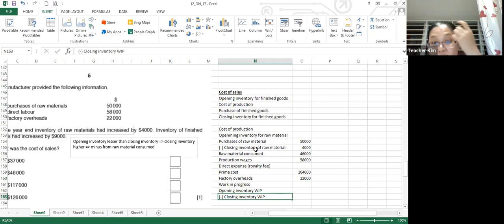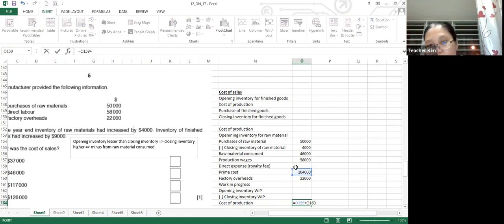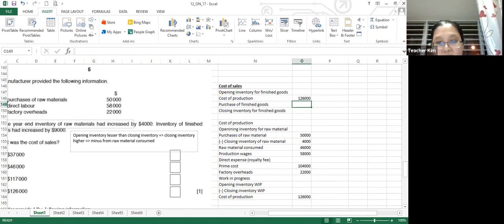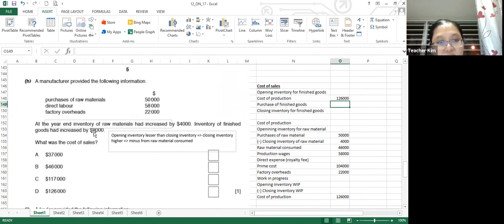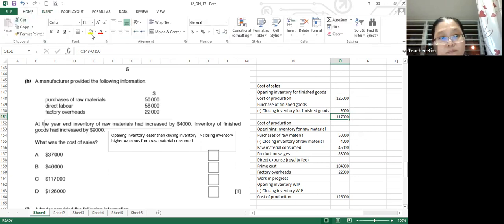Okay, so in the work in progress dimension, my cost of production will be prime cost plus factory overhead. This is my production. So this one, cost of production is from here. And then next sentence, they say that inventory of finished good has increased by 9,000. Same thing. When this one increases, this increase means we have to minus, okay, minus 9,000. So take this amount minus this amount. So this one is our cost of sales. Okay, get it? Understand how to get it?